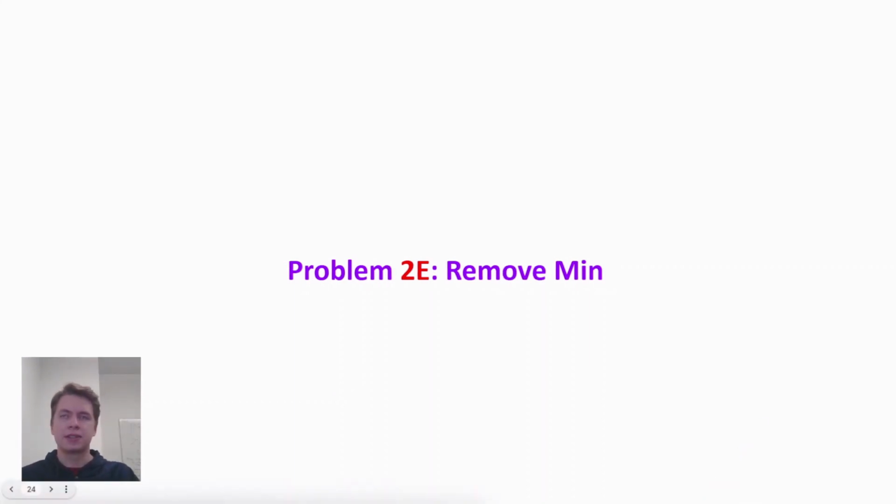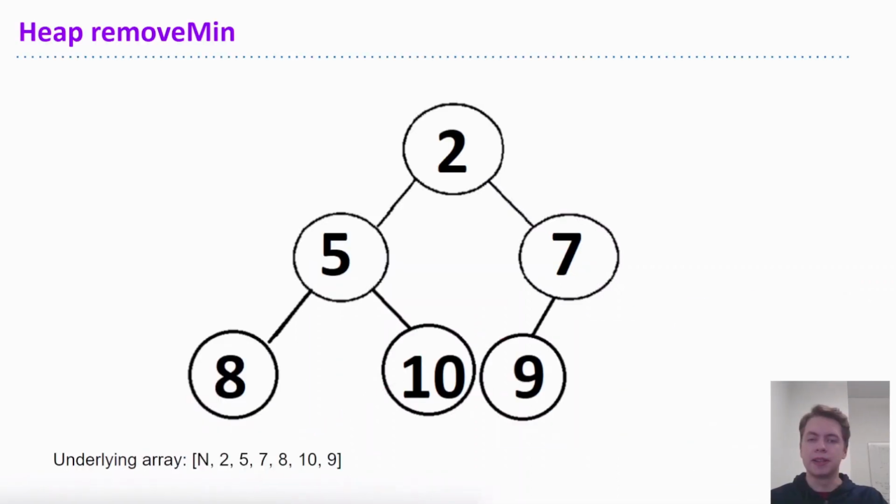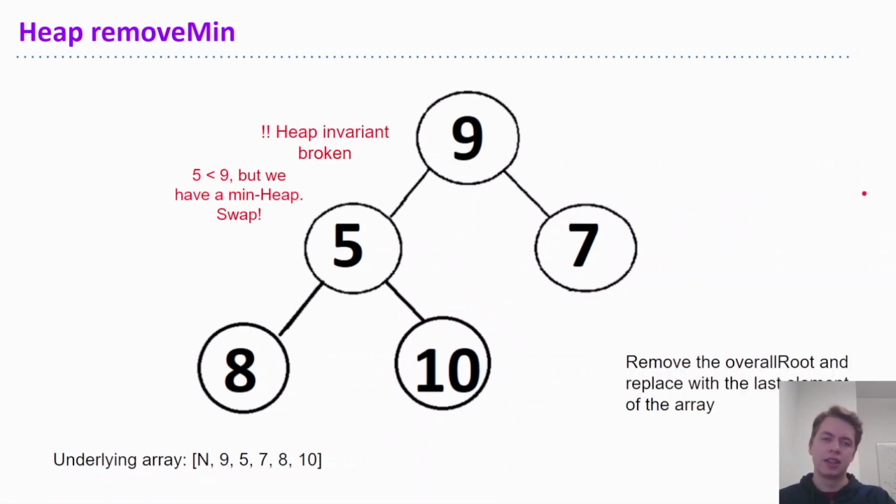All right, I'm going to assume you attempted this problem, and now let's go over the solution. So suppose we wanted to call removeMin on this following min heap. If this were the case, we would remove the 2 node and replace it with its last leaf node, which is the 9. But once we do this, we notice the heap ordering invariant is broken. So we need to percolate down and swap 9 with one of its child nodes.